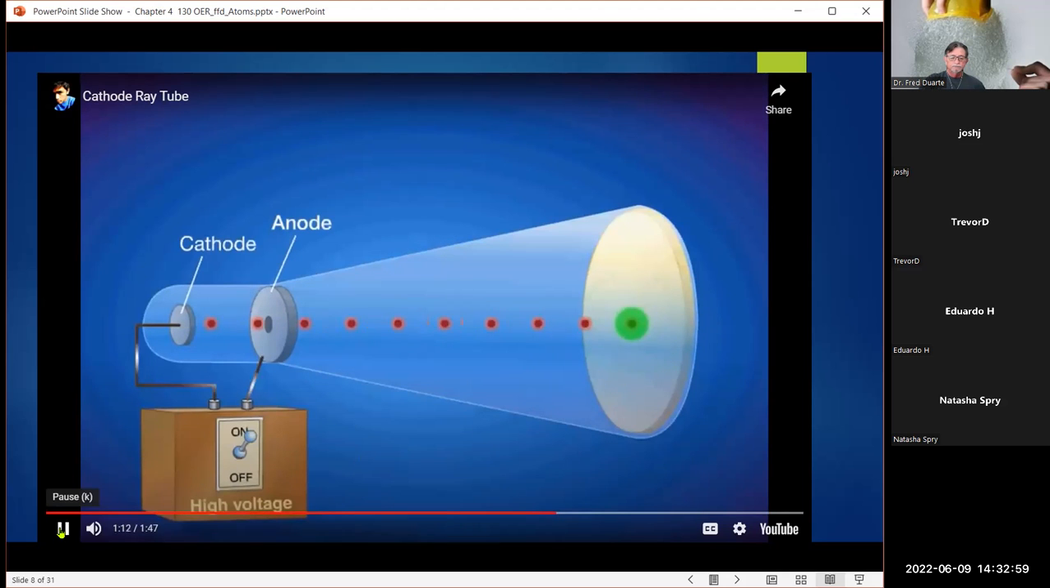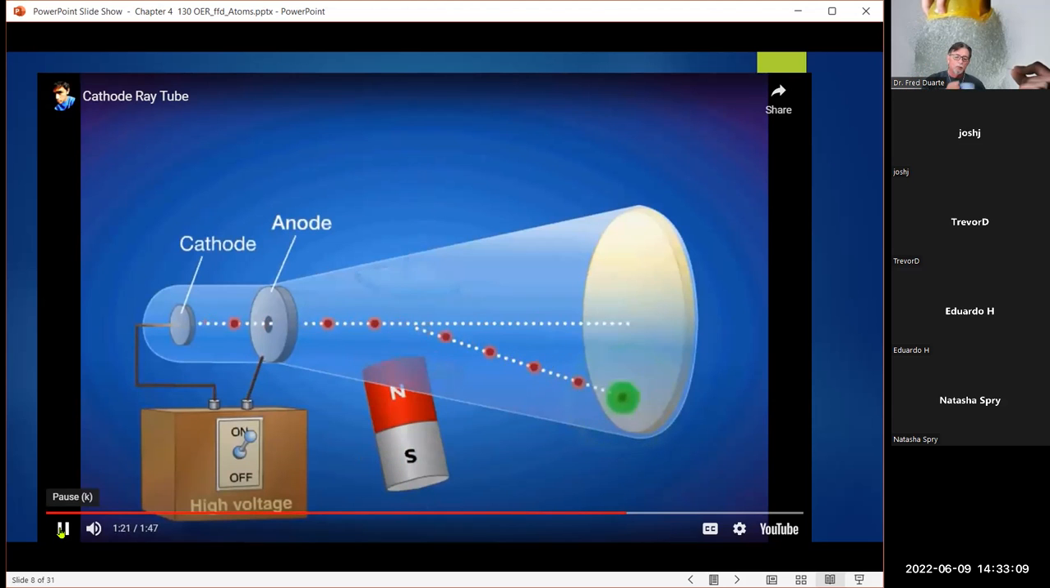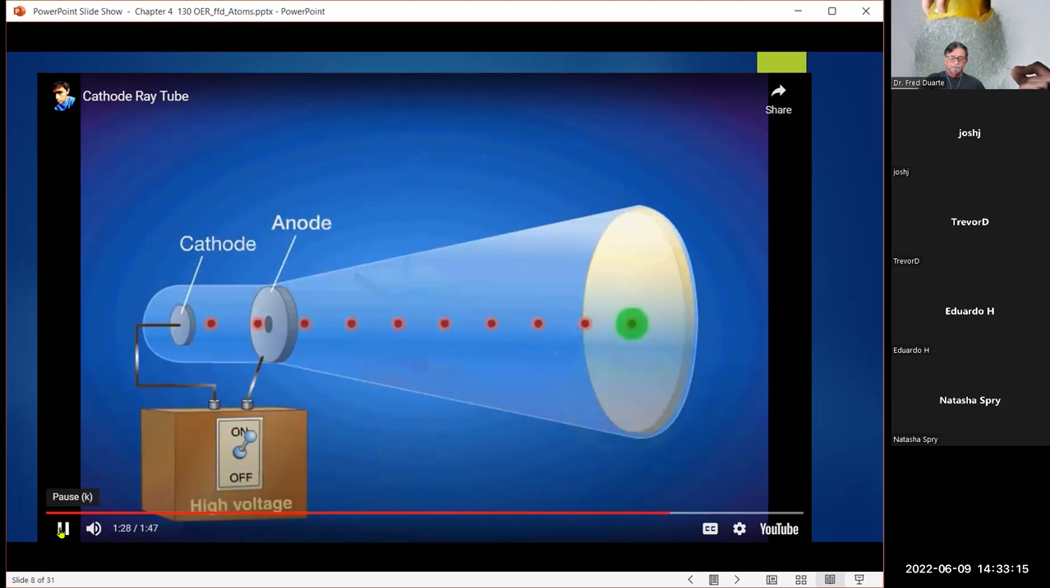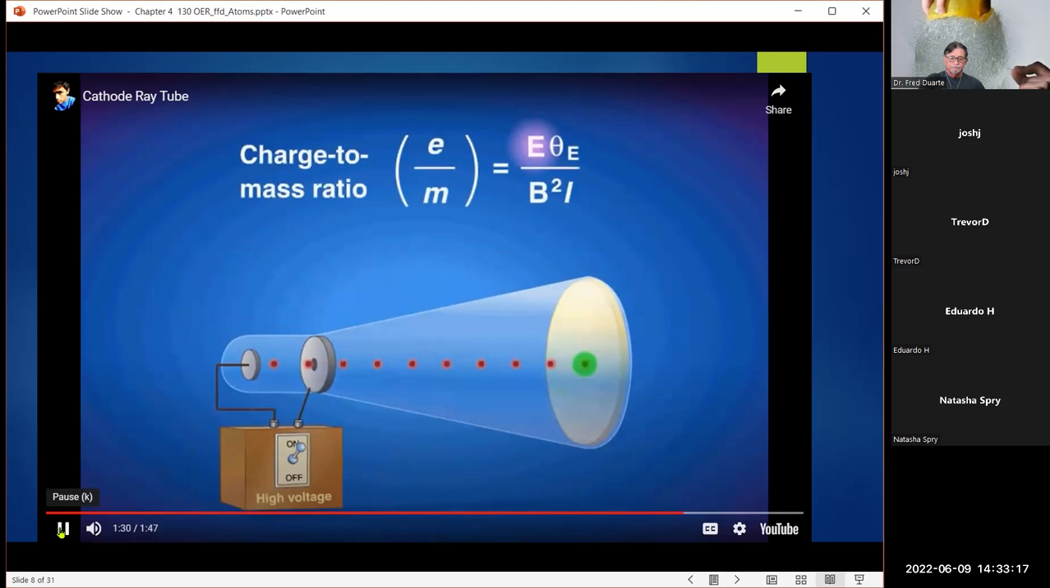Thomson, an English physicist, determined the charge-to-mass ratio of an electron. He adjusted the electric field so that the electrostatic deflection, theta E, was the same as the magnetic deflection, theta B, and was able to calculate the charge-to-mass ratio of an electron using the following equation, where E is the applied electric field, theta is the angle of deflection.